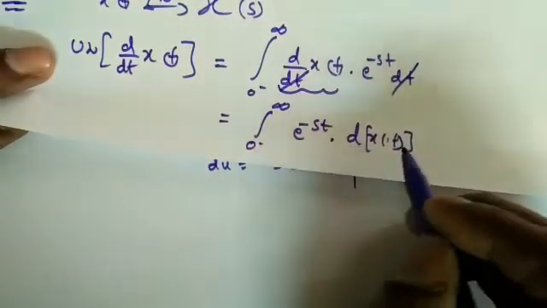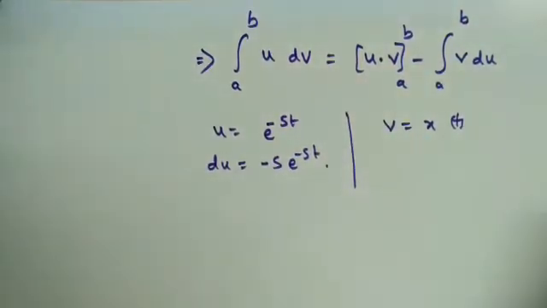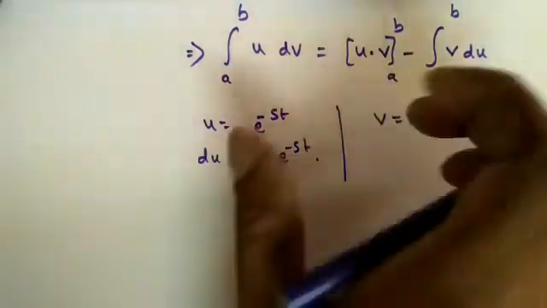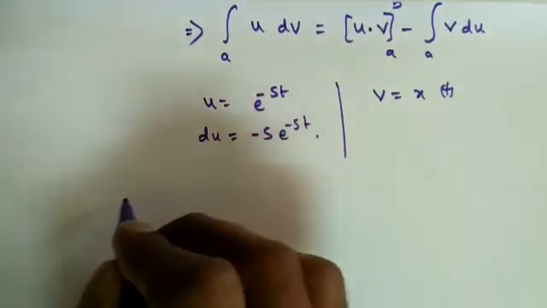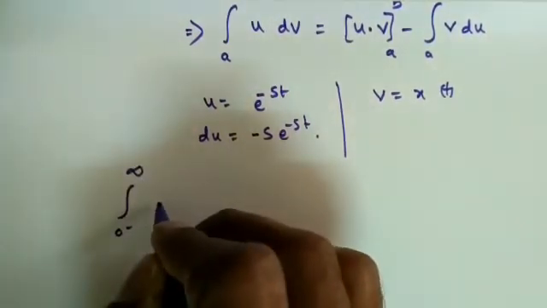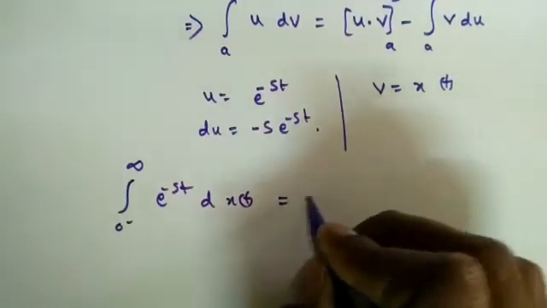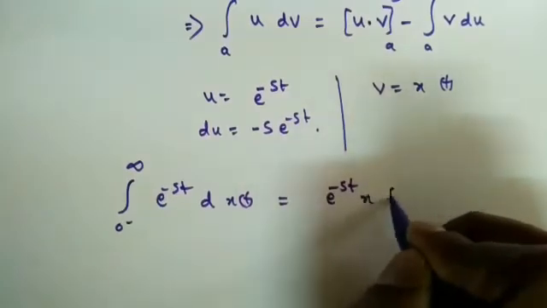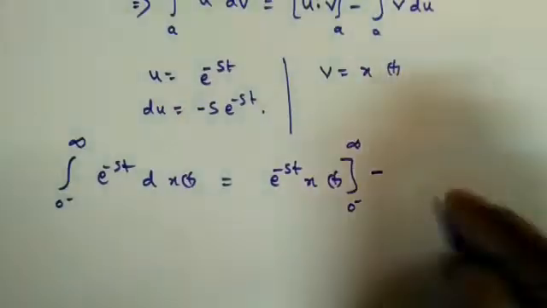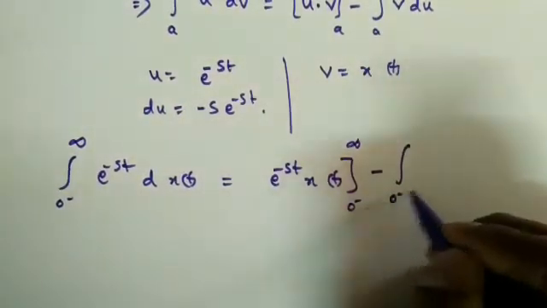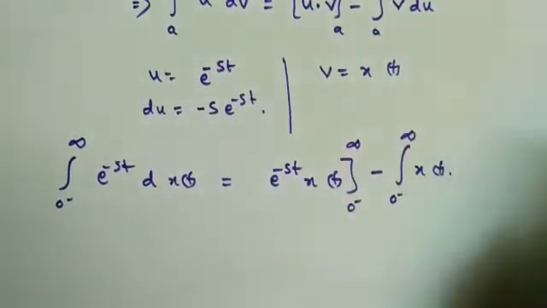Similarly, what is v? From this, d of v, so v is equal to x of t, right? So v is equal to x of t. Now see from this integration, what is the value you will get? So 0 minus to infinity e power minus st d of x of t is equal to uv, e power minus st into x of t, and the limits are 0 minus to infinity, minus integration of 0 minus to infinity. What is v? v is equal to x of t into du.